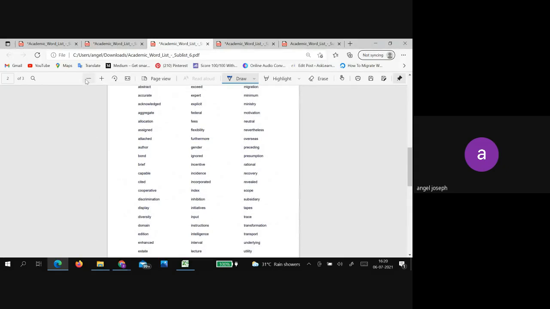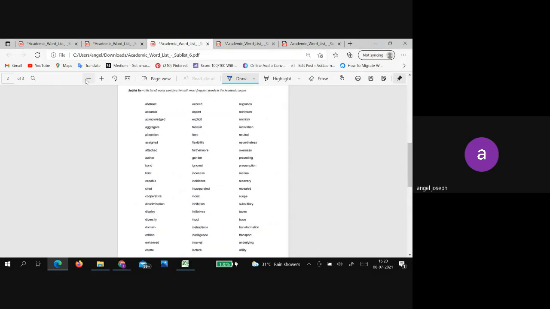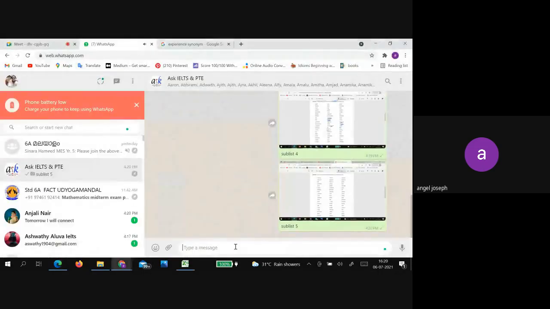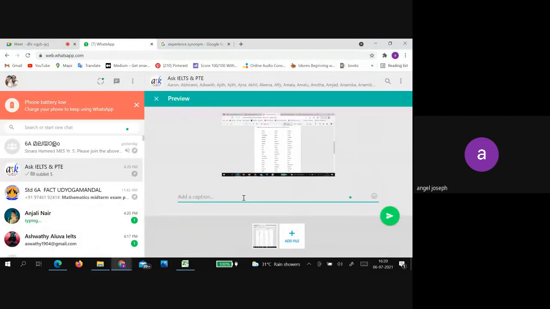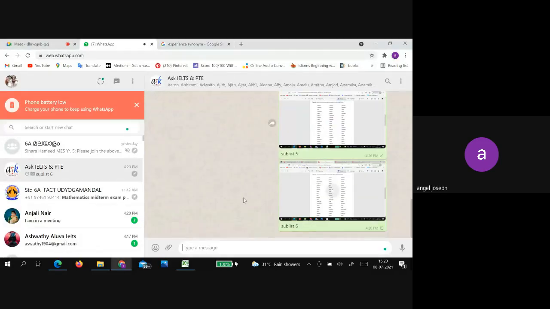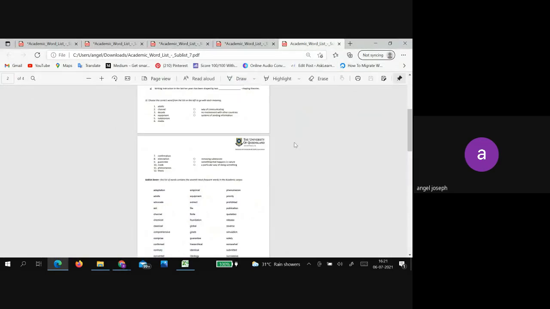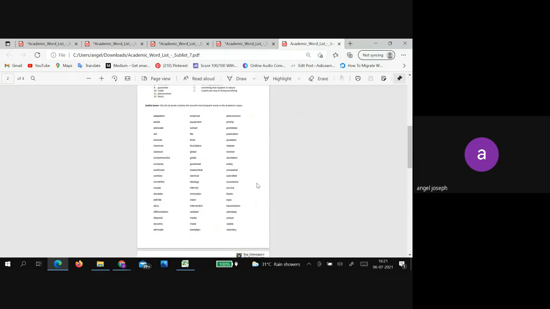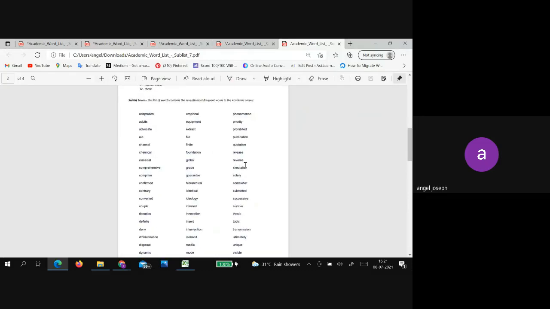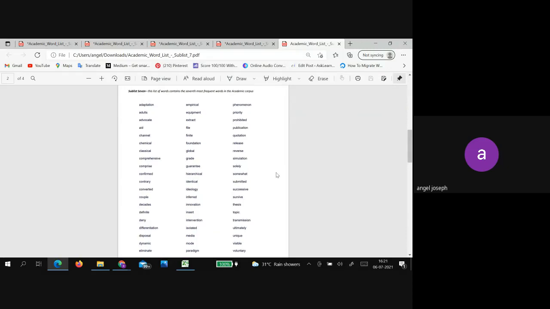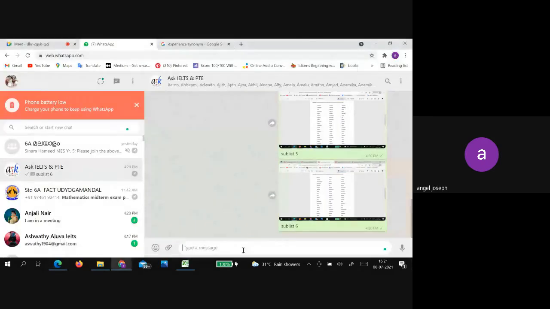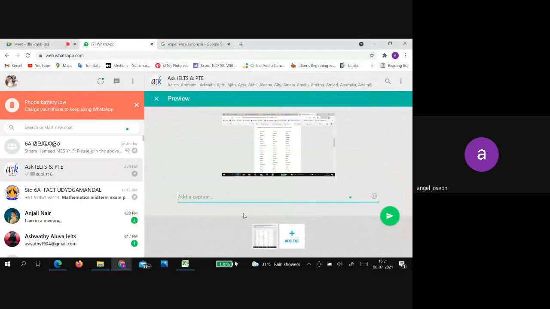Transport, utility, effort. Okay. This is sublist 6. And we have sublist 7, the last one. Yes, this is sublist 7. I'll just make it a little bigger. Sublist 7. Voluntary, yes. Okay, so I have put until sublist 7.